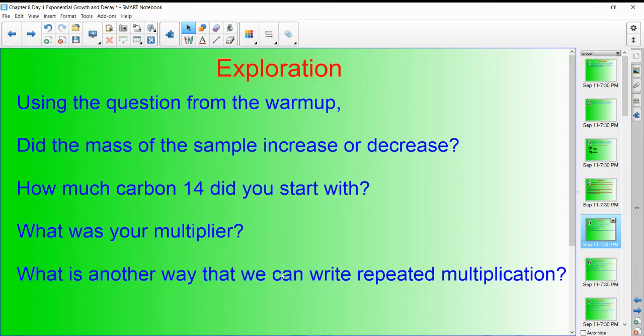How much carbon did you start with? What was your multiplier? And how do we write repeated multiplication? Because if I want to do 100 half-lives, I'd really like to just do something simple rather than repeat a multiplication 100 times. So pause the video. Try to answer these questions, because if you can answer these questions, you can write an exponential function.